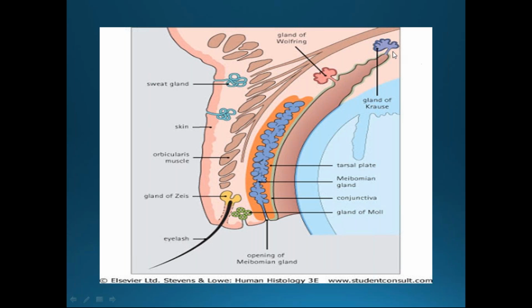These are the glands of Krause, which are present in the subconjunctival tissue in the superior fornix. Glands of Wolfring are present above the superior tarsus in the upper lid, and below the inferior tarsus in the lower lid. These are the glands of Krause, and these are the glands of Wolfring.